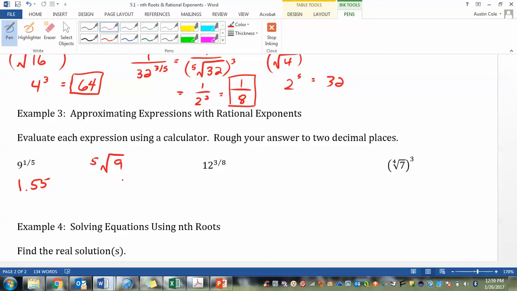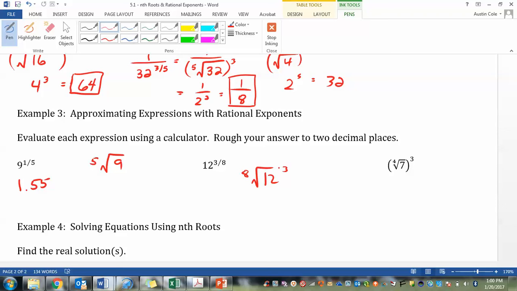Okay? So, number 12. I don't want us to do fractional exponents. Let's transform it. Isn't that going to be the 8th root of 12 to the 3rd power? Would you guys agree with me there? This would be the 8th root of 12, and that's to the 3rd power. So hit 8, and then the math button, and then go down to number 5 and hit enter, and I'm going to type in 12.